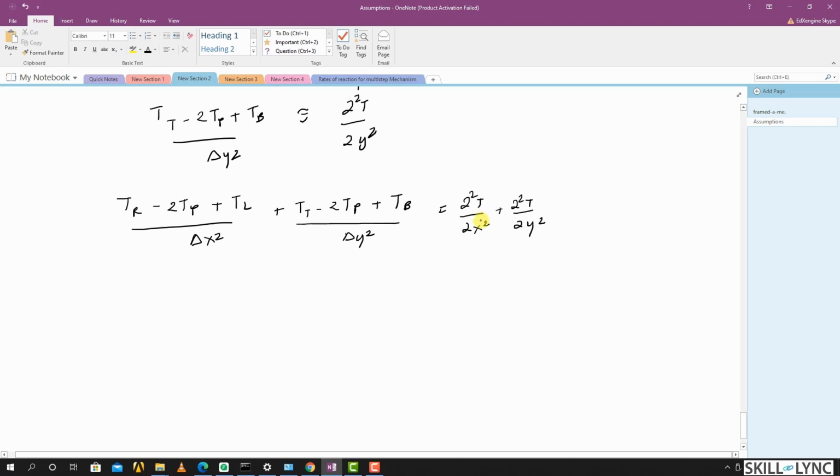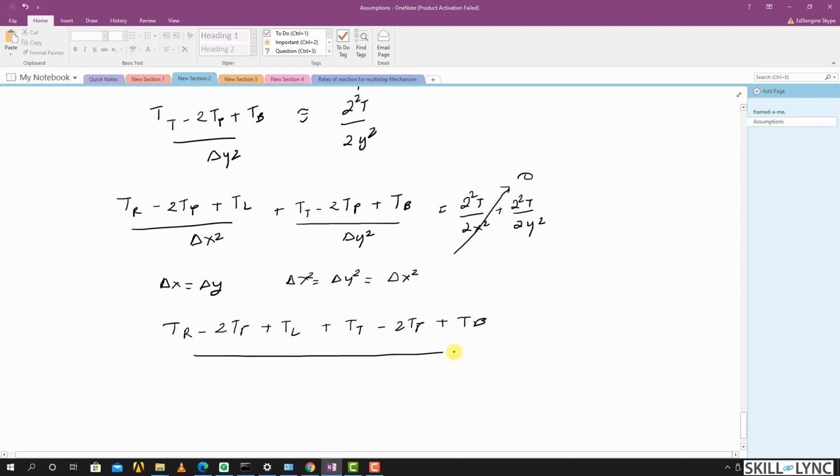And if you look at the original governing equation, we know that this term is equal to 0. And the other assumption that I'm going to make is that Δx is equal to Δy. So what I can basically do is say that Δx squared is equal to Δy squared, and I'm just going to call both of them Δx squared. So Tr minus 2 Tp plus TL plus T top minus 2 Tp plus T bottom divided by Δx squared equal to 0.